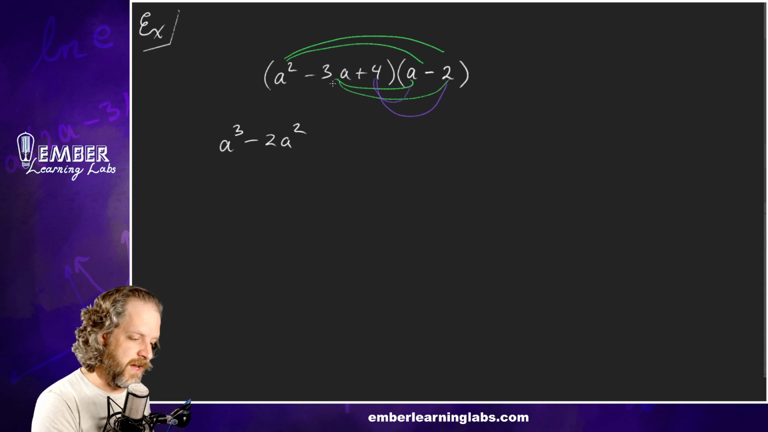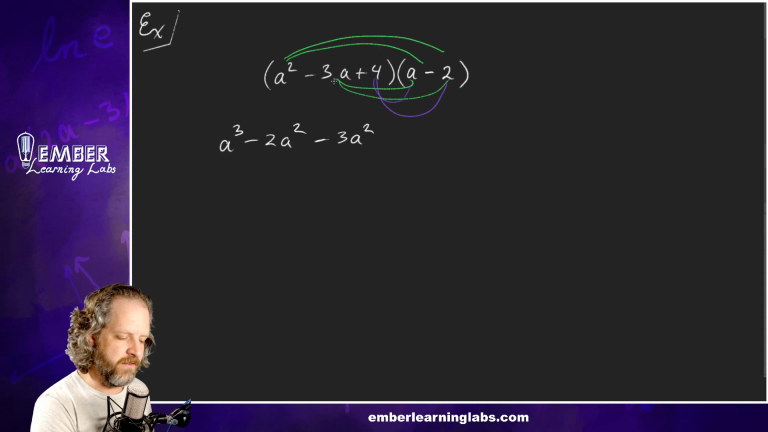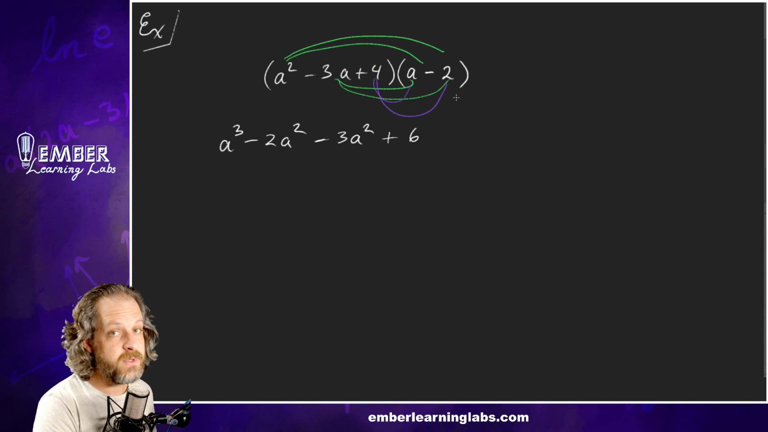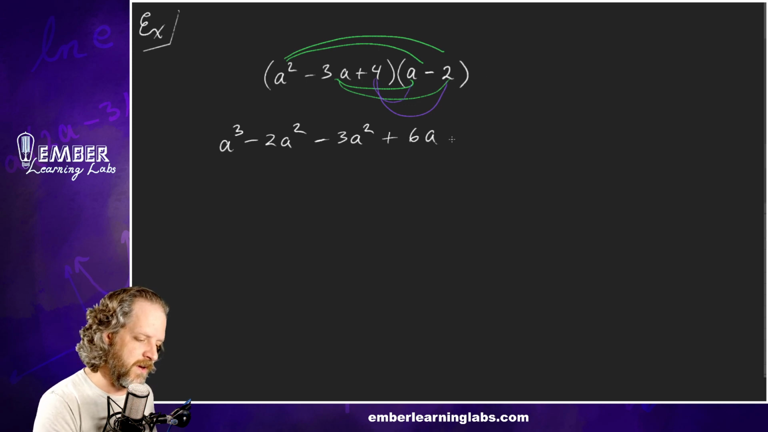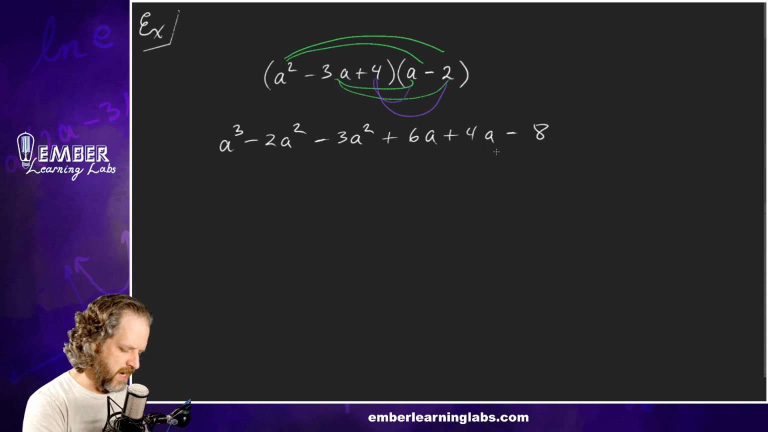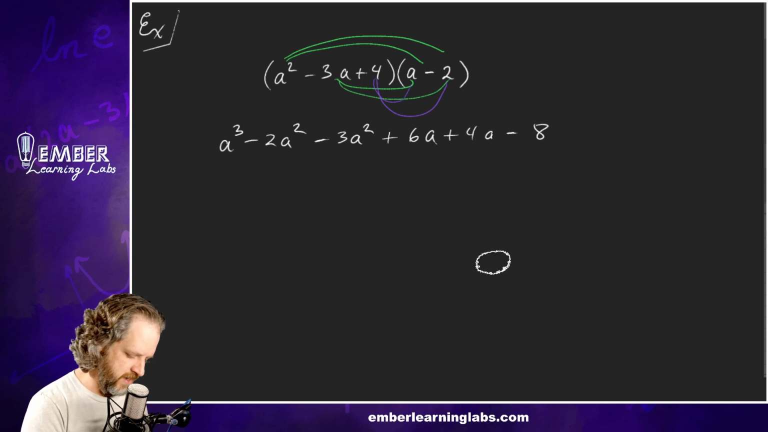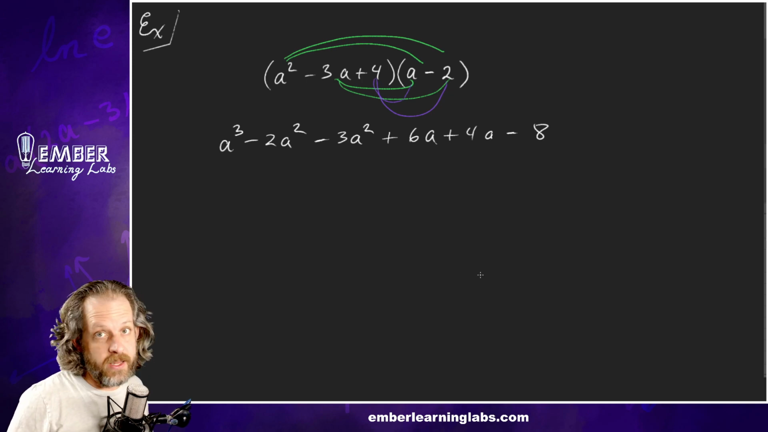Moving on to the next one. Negative 3a times a is negative 3a squared. Negative 3a times negative 2 is positive 6a, because 3 times 2 is 6, positive because negative times negative is positive, and don't forget that a. This last one, 4 times a is 4a. Plus 4a. And then 4 times negative 2 is, of course, negative 8. Now, we can do a little bit more.